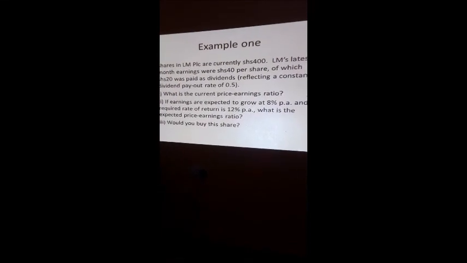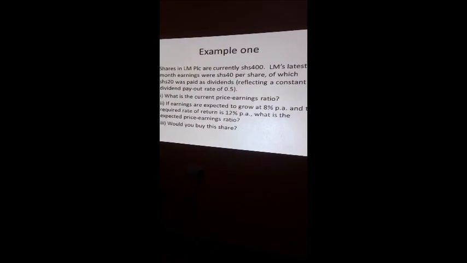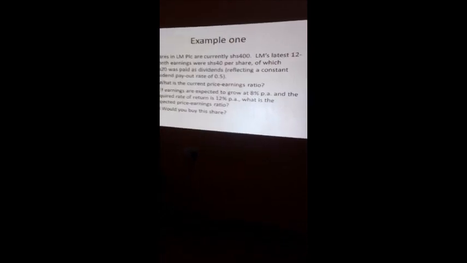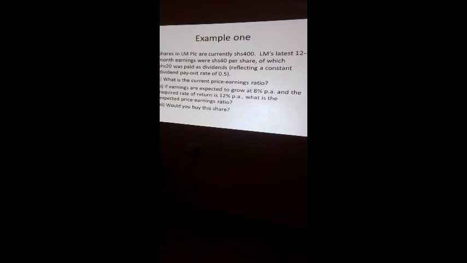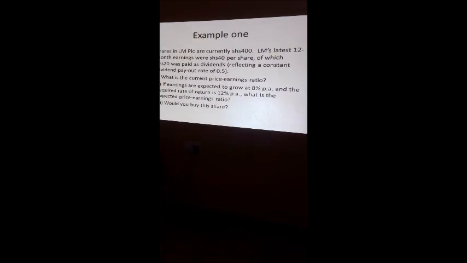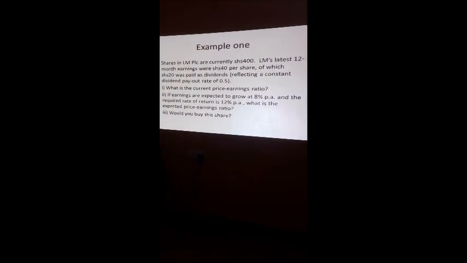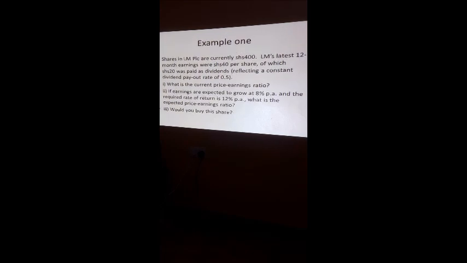Let's do example 1 on how to calculate the earnings per share or the price earning ratio, and see how we can use it to decide whether the share is fairly priced or not. Now we have example 1, which says shares in LOM PLC have a current share price of 400, and LOM's last 12 months earnings were 40 shillings per share, of which 20 shillings was paid as a dividend, which reflects a constant dividend payout rate of 50%.